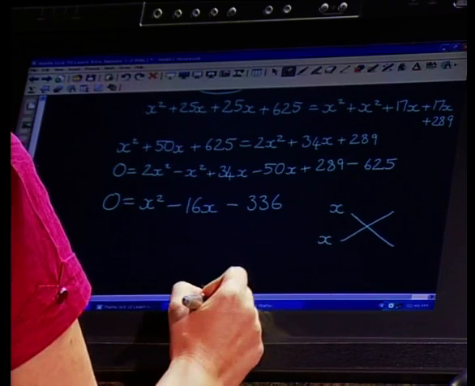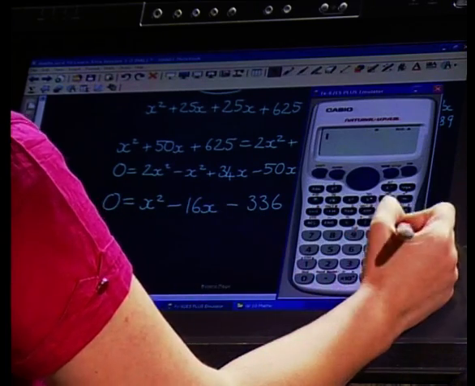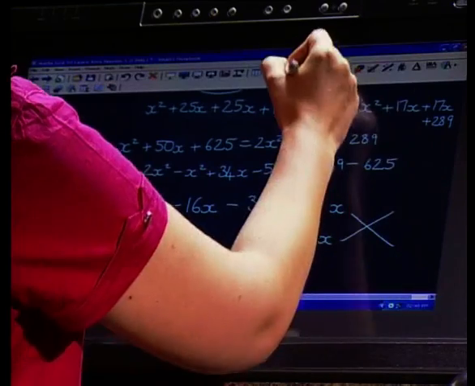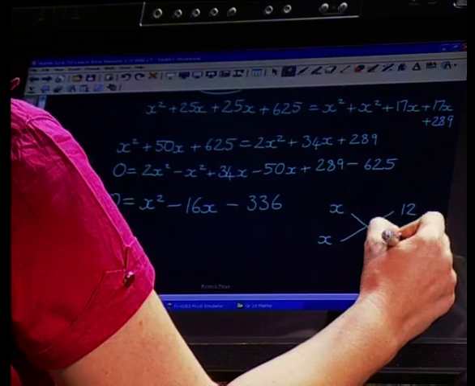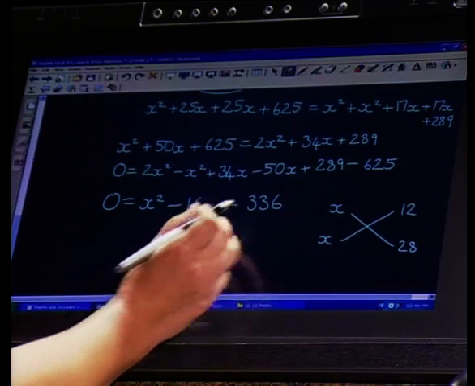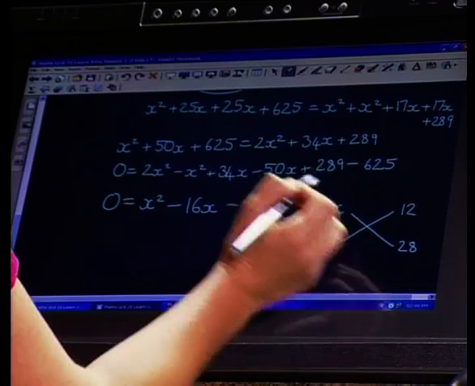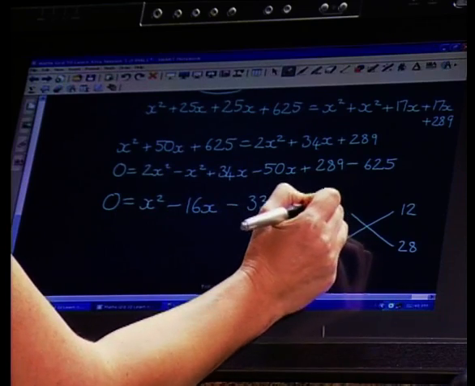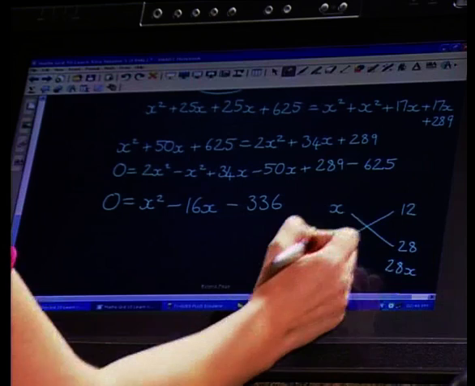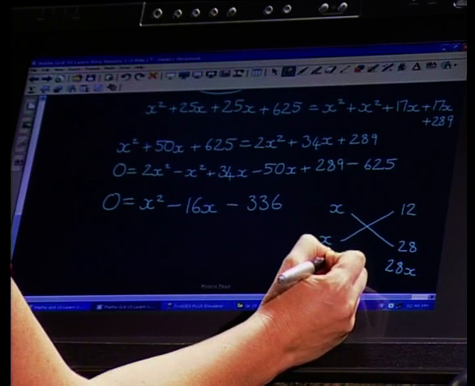I'm going to fiddle with the calculator a little. We need two numbers that are quite close together. So 336 divided by 12 is going to give us 28. So 12 times 28 gives us 336. Now I know it is a negative, and we are going to put a negative in just now, once we've established which one should be negative. x times 28 gives us 28x, and x times 12 gives us 12x.